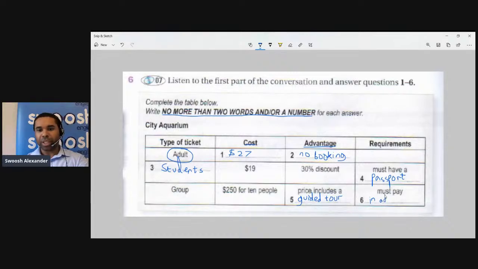Okay. And so that was the answer to the final question. It was in advance. So this is something we might have been able to predict before we even listened because of the information that would fit in this particular box. So those are the answers we should have got to those questions. I hope you got them correct.